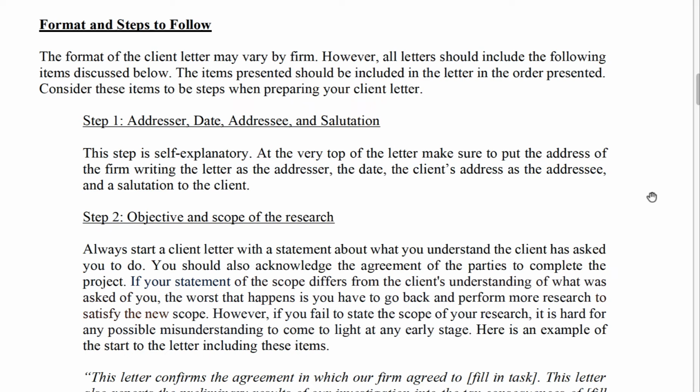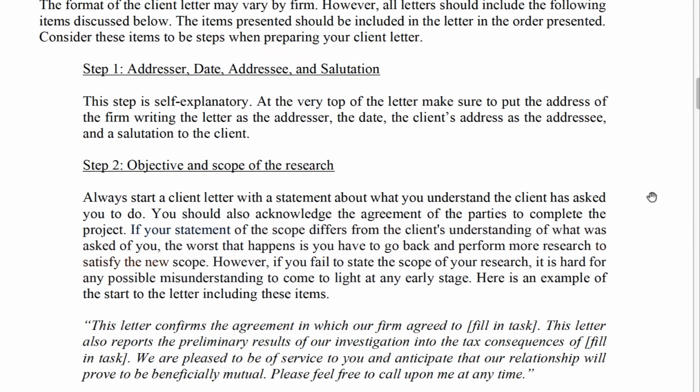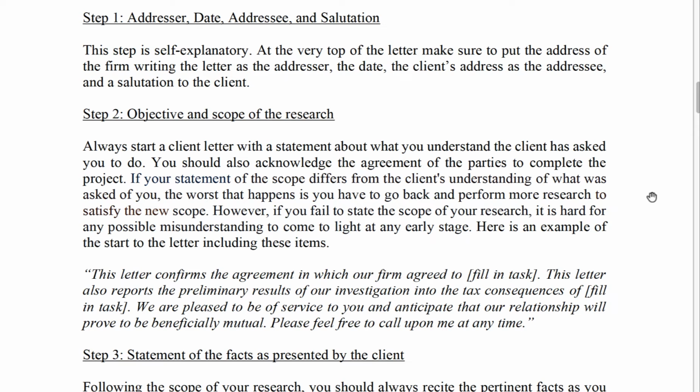Client. Okay, so that's step 1. Easy enough. Step 2 is you want to state the objective and scope of the research. You also want to state the agreement, what exactly your firm is doing for the client.